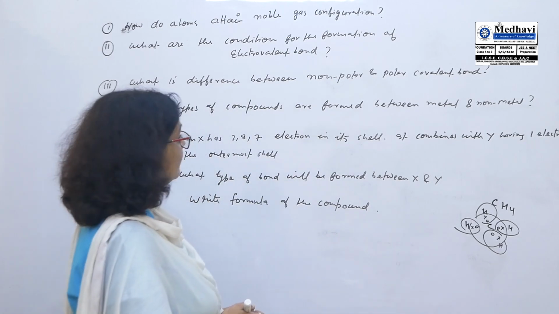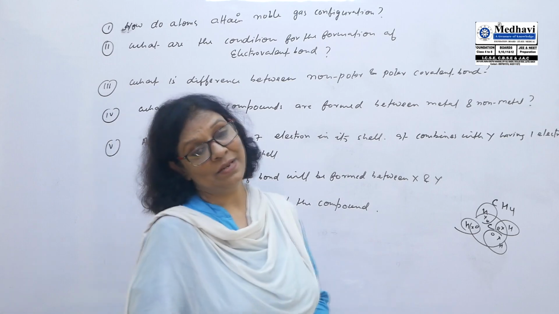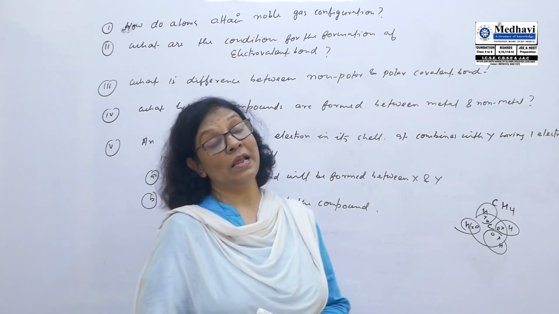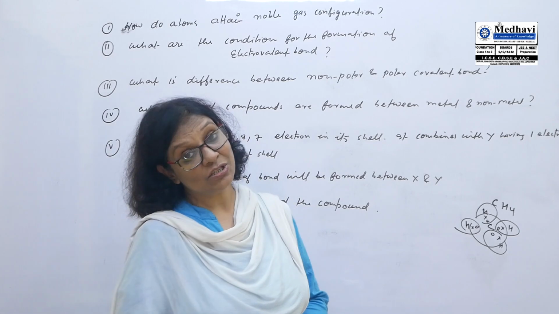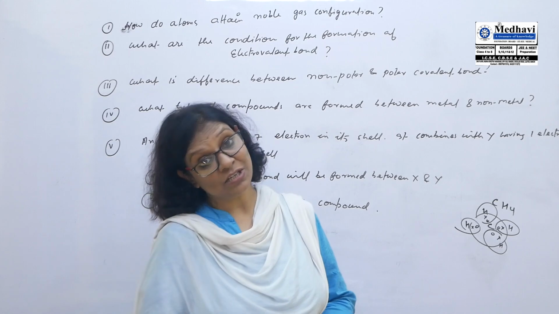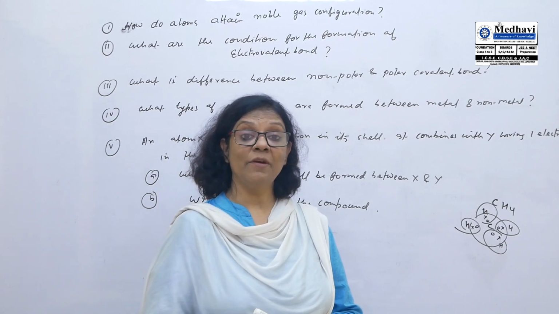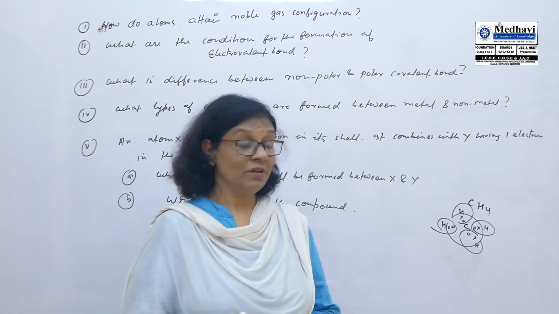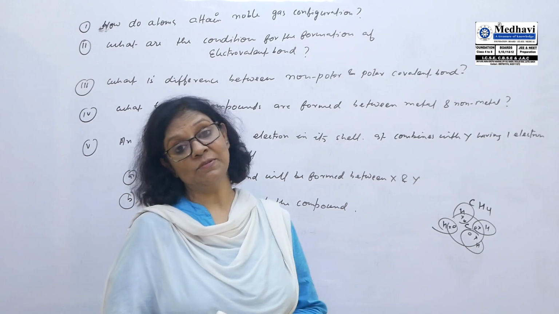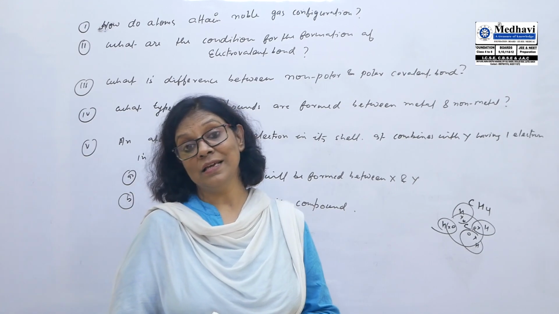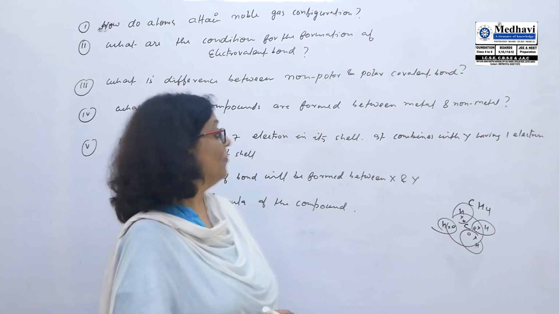Then, what type of compound forms between metals and non-metals? Metals are elements with excess electrons, and non-metals are elements with a deficiency of electrons. So the type of bond that develops between a metal and a non-metal is electrovalent.